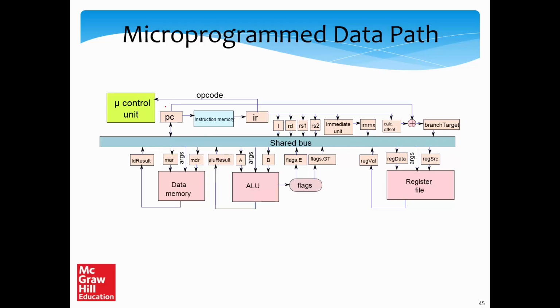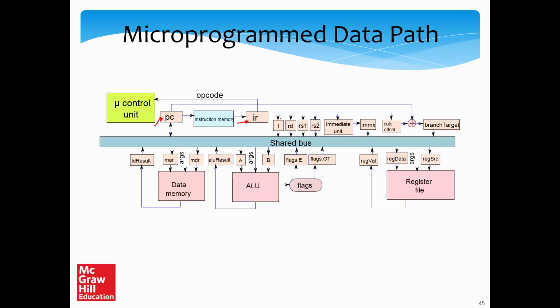So let me start from one side. Given the PC or the program counter, this is connected to the shared bus, of course. Maybe it was not mentioned in that slide, but it needs to be connected to the shared bus, both for read and write. It accesses the instruction memory. The contents of the instruction memory go to the IR, the instruction register, which contains the contents of the instruction.